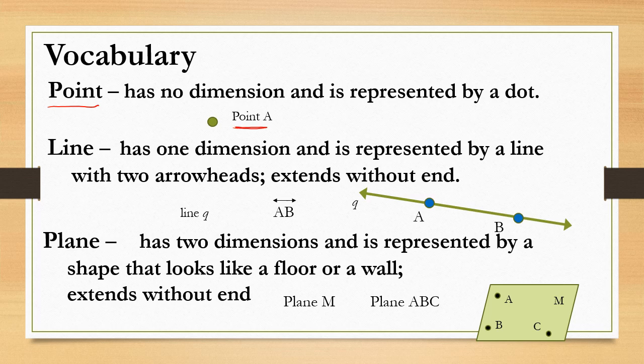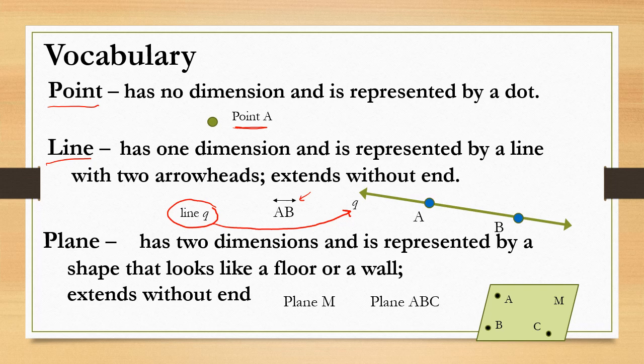A line has 1 dimension and it's represented with 2 arrowheads. So you have to make sure you have arrowheads on both ends. And when we talk about a line, it extends both directions without end. There are 2 ways to name a line. You can use a single lowercase letter that can usually be found at one end of the line, or you can pick any 2 points on the line and use the little double arrow symbol above it.